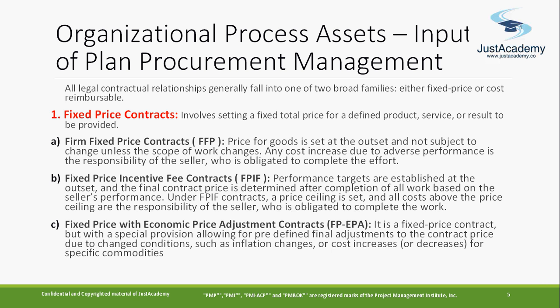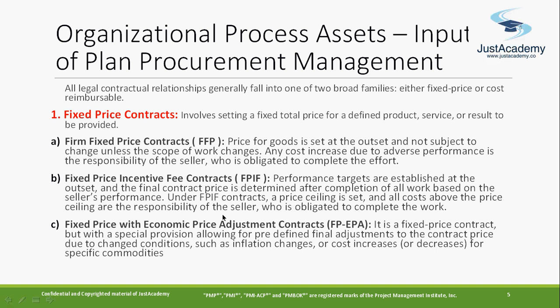Initially you think this is the price, maybe 100K, but over a duration of 6 months, for the product you are going to use, you will observe their performance and then you can give a few incentives if required. You can deduct it also. So it is basically the final contract that is determined after the completion of work based on the seller's performance, whether you want to give a little bit of incentive or deduct. That will be determined.